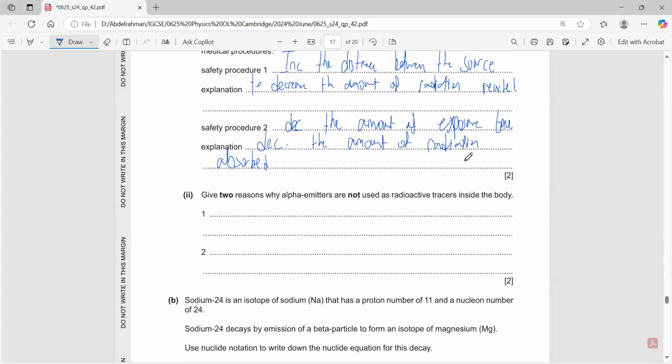State two reasons why alpha emitters are not used as radioactive tracers inside the body. The problem with alpha is that they are very highly ionizing. The second problem is that the penetrating effect of alpha is very weak, so it cannot be detected under the skin.